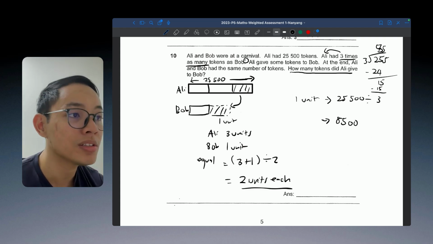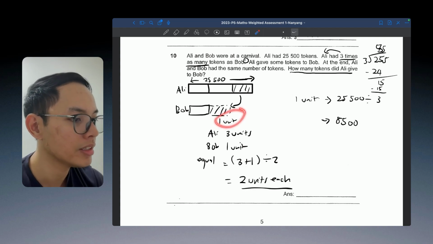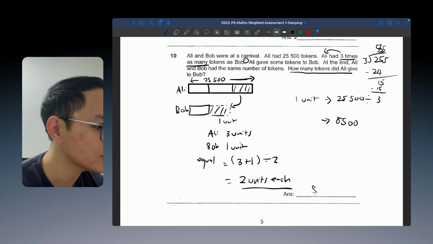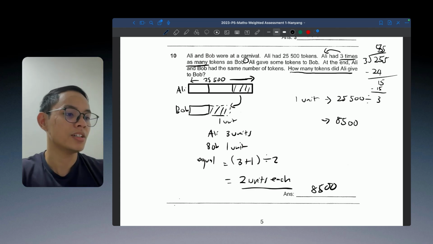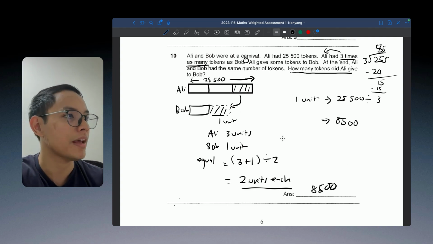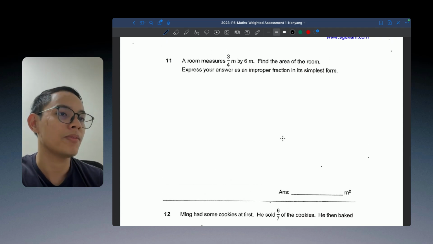And how many tokens did Ali give to Bob? 1 unit, as what you see over here. That means the answer is 8,500. That's what I see over here. Right? So that is question number 10. Question number 11, you can pause this video and try it out on your own.